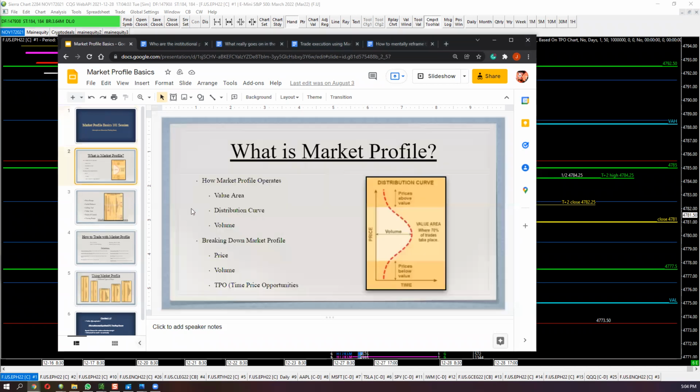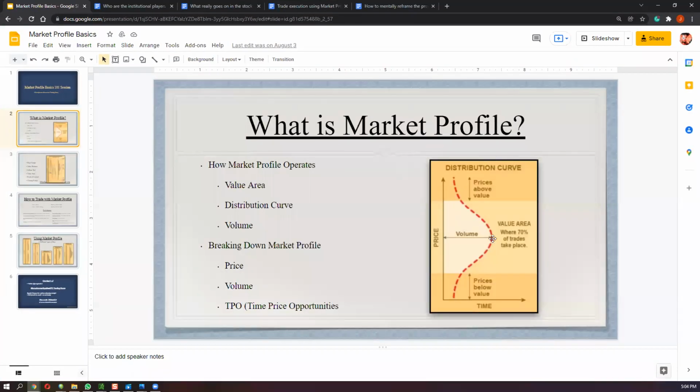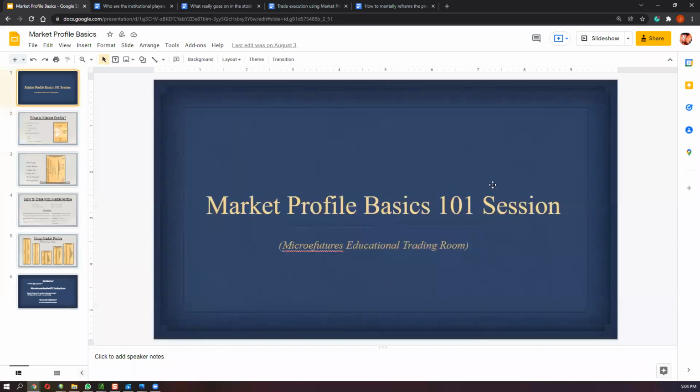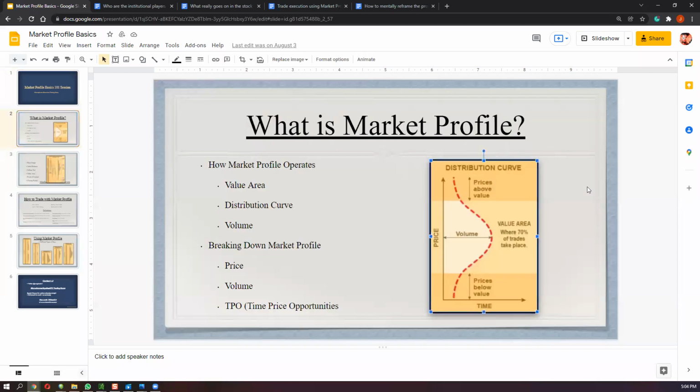So the textbook explanation of all this is that it's a distribution curve, right? If you remember stats class in high school, you took a bell curve, and it would have a distribution. The fat part of the curve is where 70% of the action takes place. We call that the value area. And there's price above and below value.